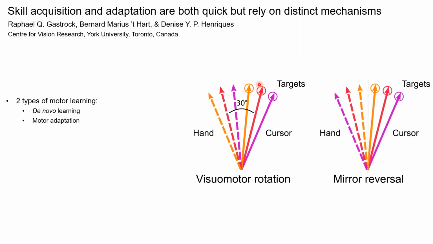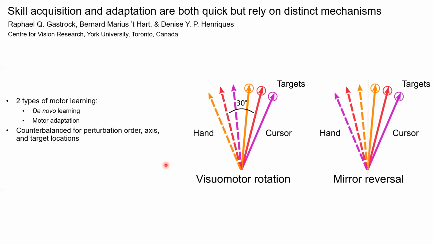For de novo learning, a mirror reversal is usually implemented where the cursor is flipped in the opposite direction of the hand position relative to an invisible vertical mirror axis. I showed the mirror axis here for your reference, but you would notice how as you move further along from the mirror axis, the hand must deviate even much more in order to bring the cursor to the target.